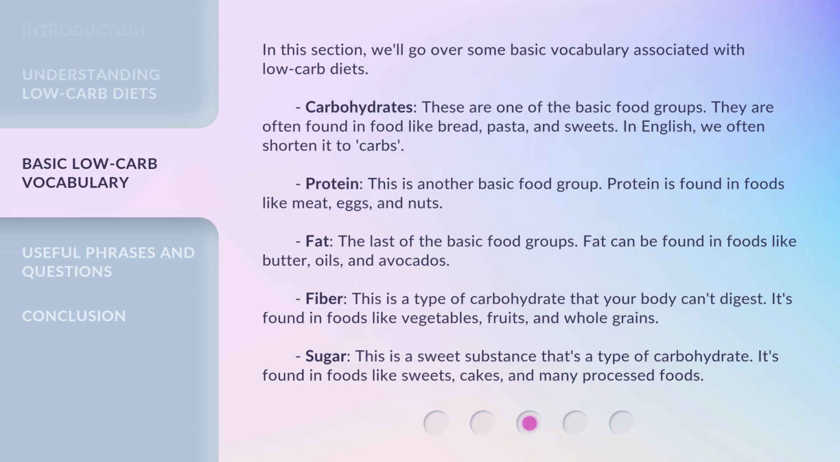Fiber. This is a type of carbohydrate that your body can't digest. It's found in foods like vegetables, fruits, and whole grains. Sugar. This is a sweet substance that's a type of carbohydrate. It's found in foods like sweets, cakes, and many processed foods.